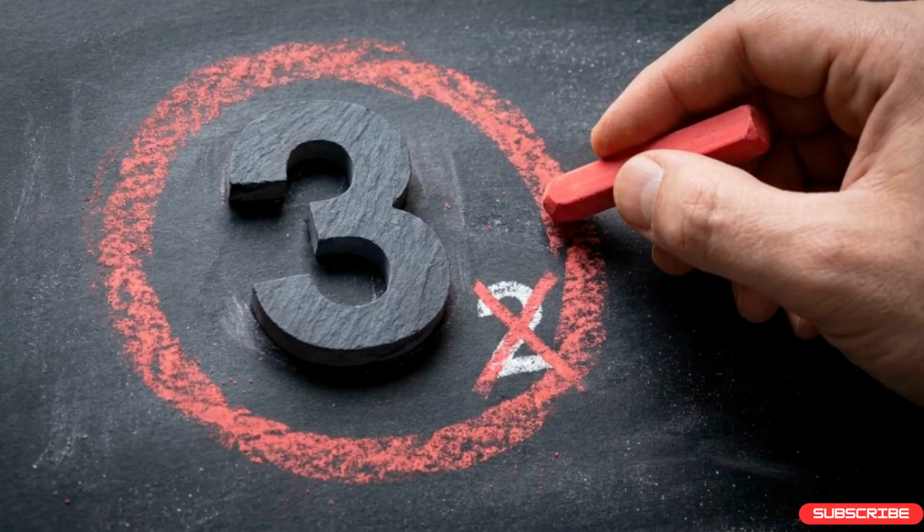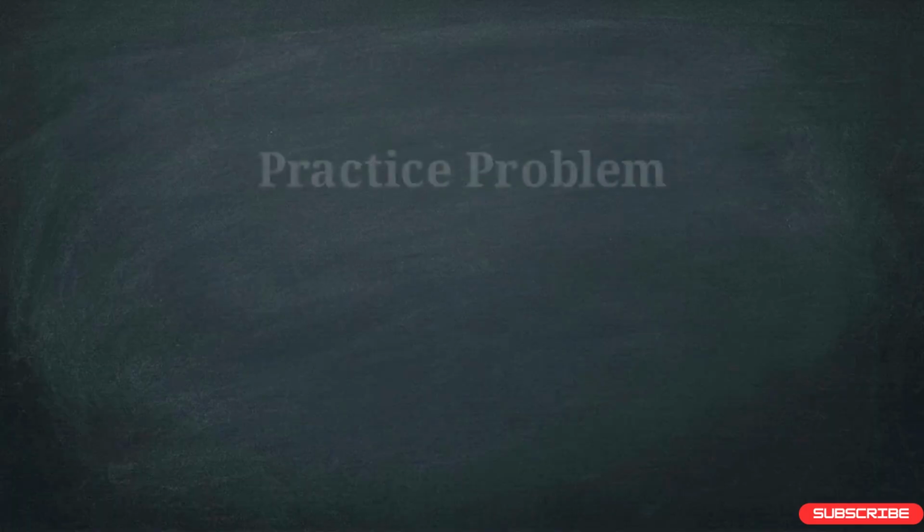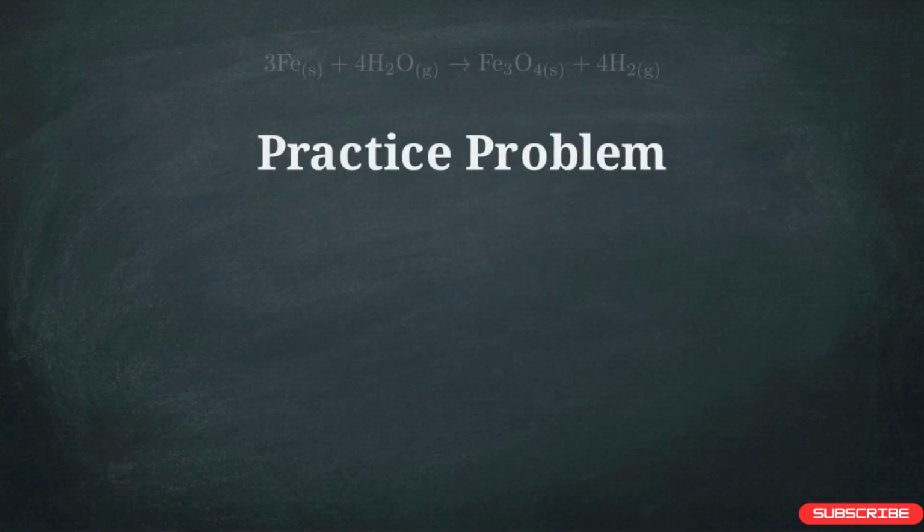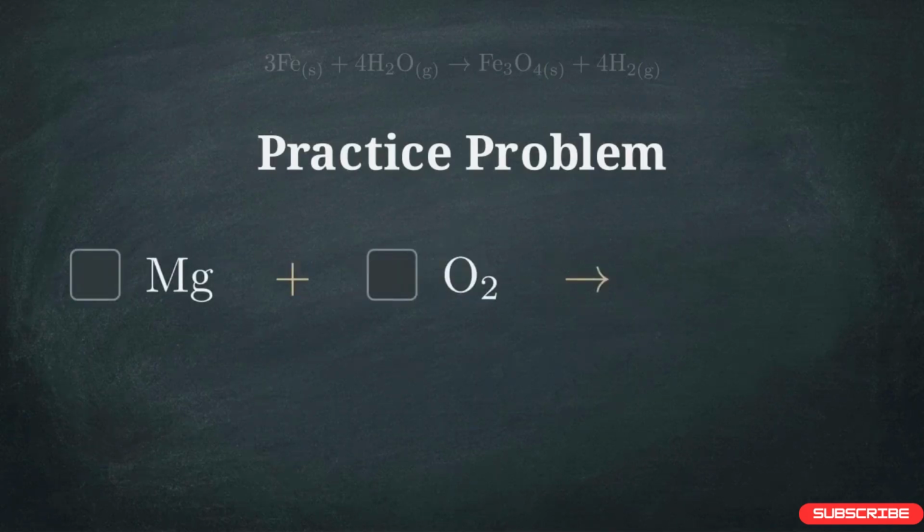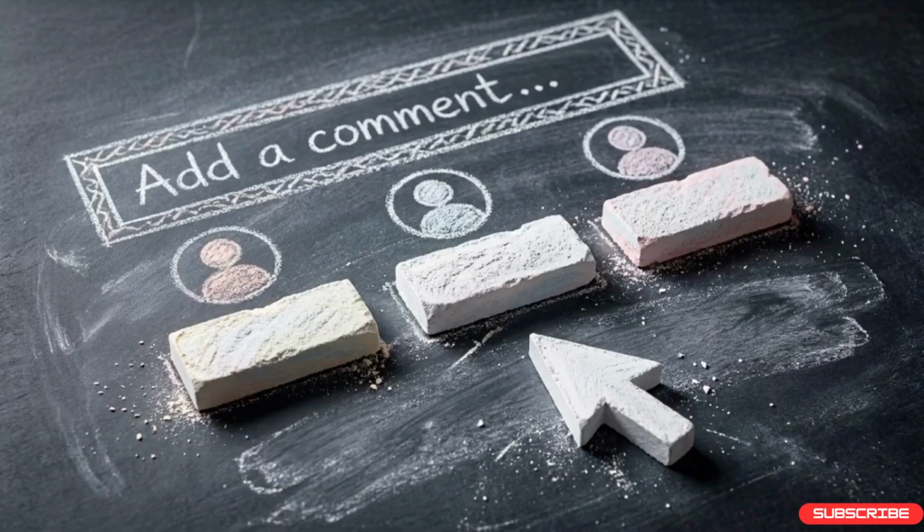Remember the golden rule. To conserve mass, adjust only the coefficients. Never alter the subscripts. Now apply this framework yourself. Here is the skeletal equation for burning magnesium. Mg plus O2 yields MgO. Follow the 7 steps and share your balanced magnesium equation in the comments.